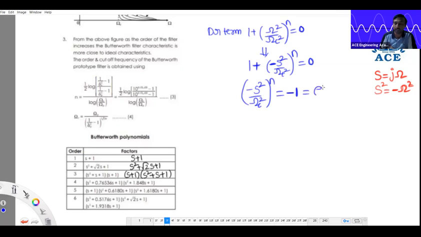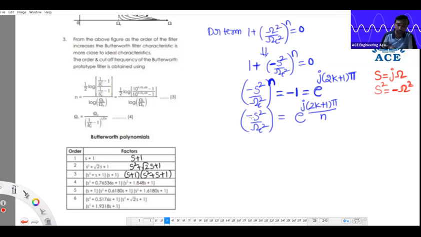I should write minus 1 in general solution as e^(j(2k+1)π). Why am I writing that form? Because whole power n means n number of roots are there. Further, minus s²/ωc² equals, taking n to this side, e^(j(2k+1)π/n).